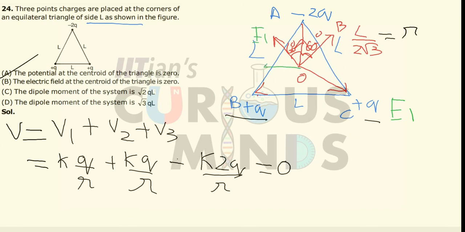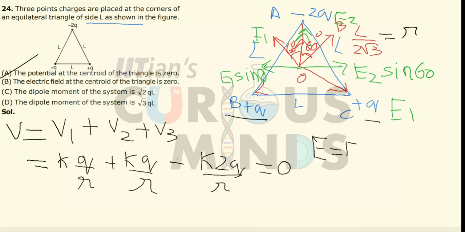So this is E1 sin 60, and due to the other part, let the electric field be equal to E2. So this is E2 sin 60. E2 sin 60 and E1 sin 60 will get cancelled out, but in the direction of A, E1 cos theta and E2 cos theta will add up. So the total electric field at this point will be E1 cos theta plus E2 cos theta. The magnitude of both of them is the same.